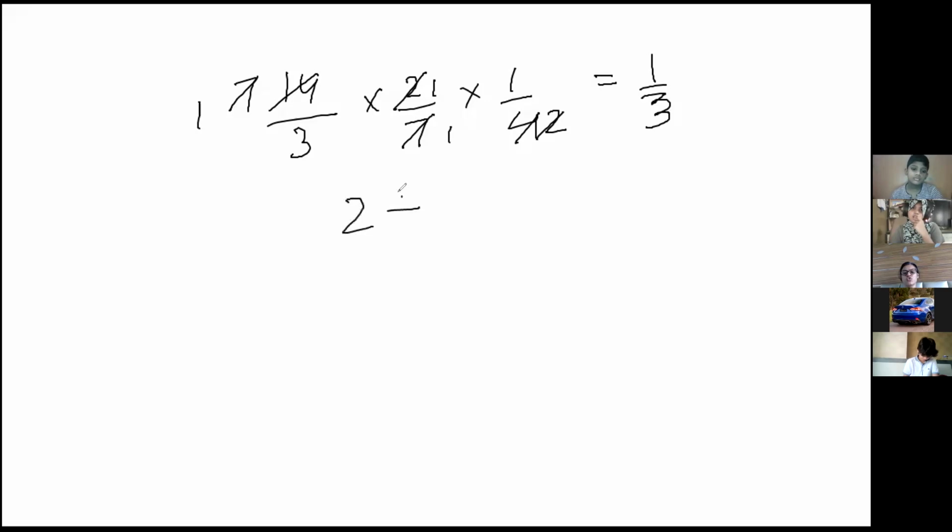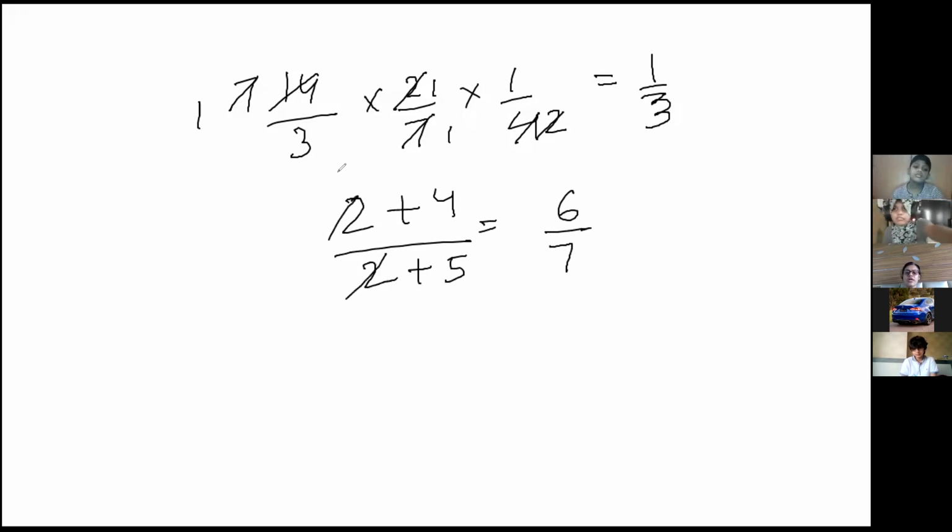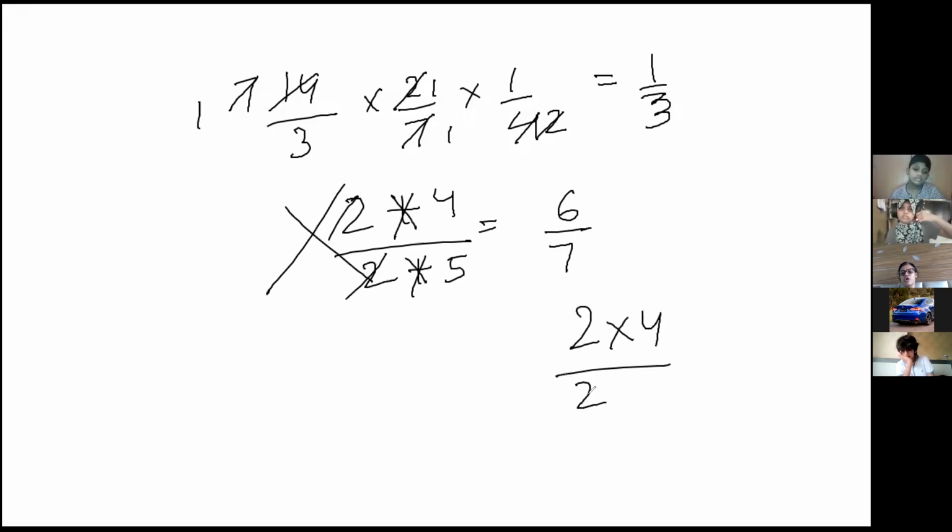When I write 2 plus 4 upon 2 plus 5, can you cancel 2 and 2? No. You cannot cancel, because this will be wrong. You have to write it as 6 upon 7. This you cannot cancel. Whenever a multiplication sign is there, 2 into 4 upon 2 into 5, then you can cancel it.